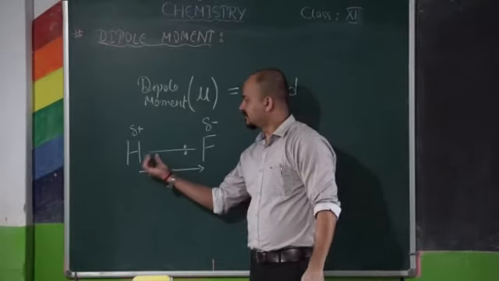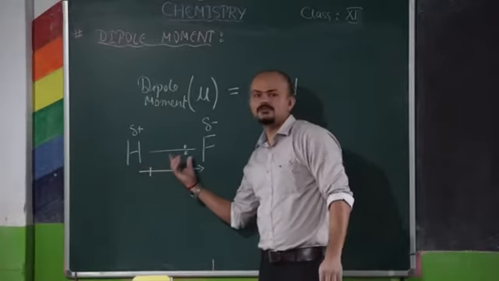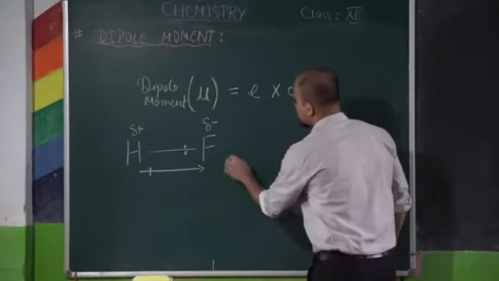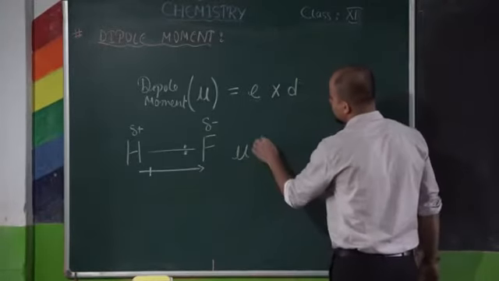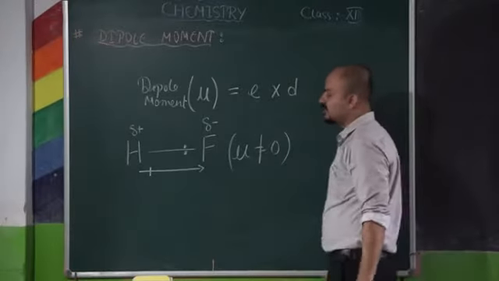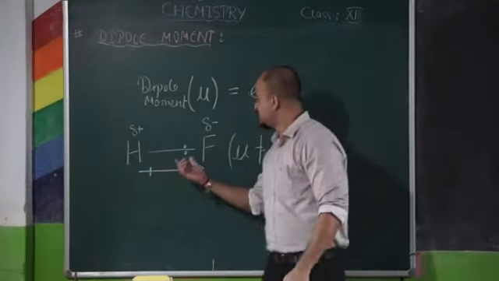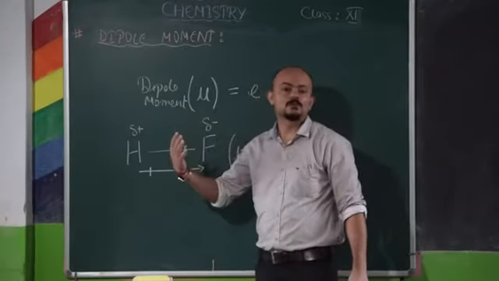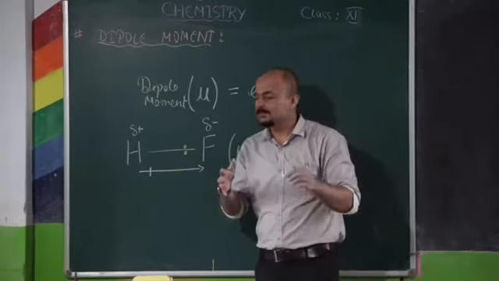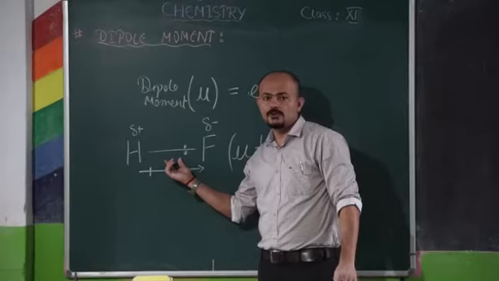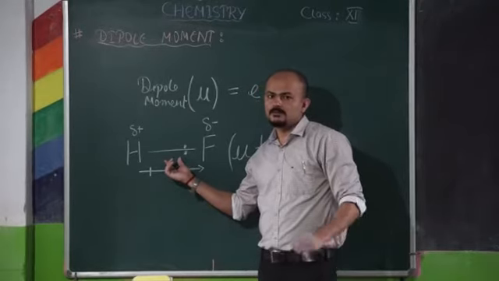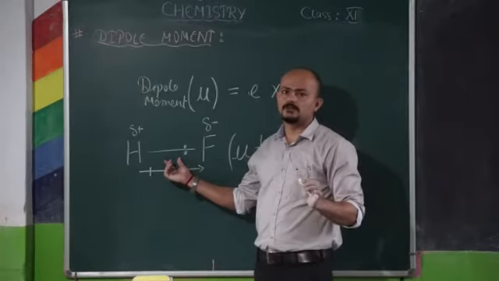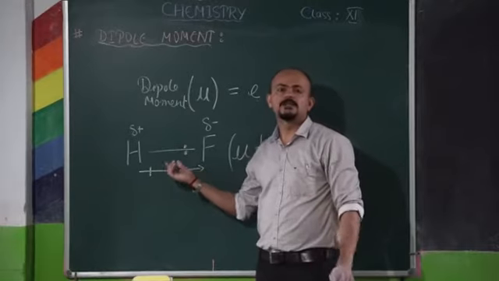Now, since you have only one bond in this particular molecule, it is pointed towards what? Fluorine, and it has a net dipole moment, which is not equal to 0. That means it has some net dipole moment. Now, this net dipole moment is itself the net dipole moment of the molecule. Since you have only one bond, this one bond itself accounts for the total dipole moment of the molecule in diatomic compounds.